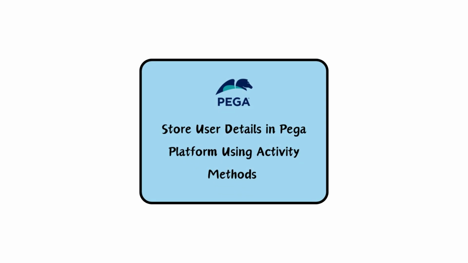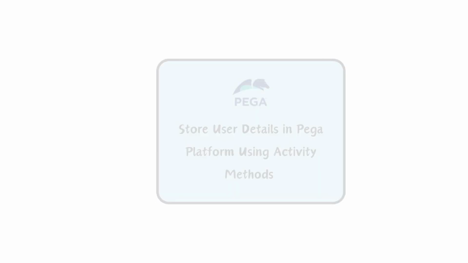Today, we're going to show you how to capture and save user details in the Pega environment using activity rule methods. We'll walk through each step, from setting up the case to testing it out. Stay tuned to see how it works.